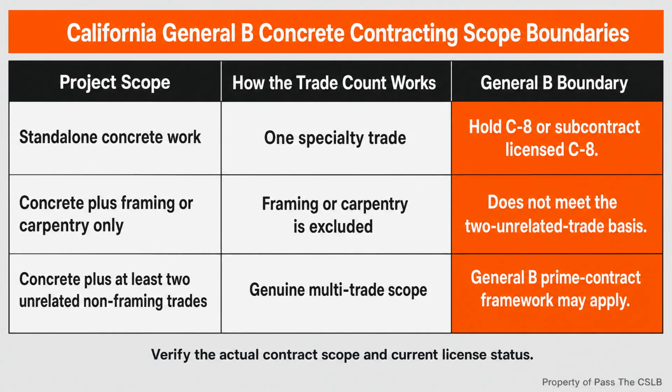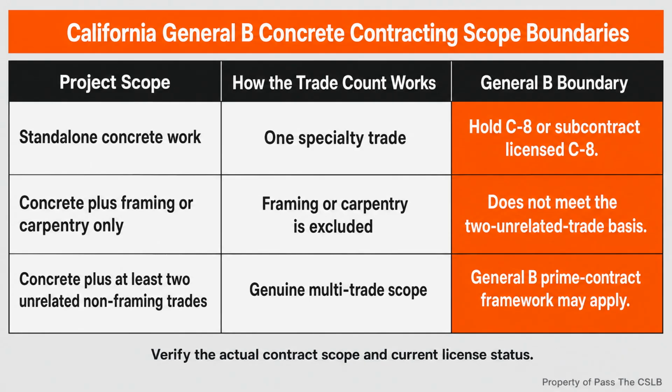A conductor can control the timing of an entire orchestra, but that does not make the conductor the featured cellist for a cello-only performance. In the same way, the general B classification is built around coordinating a project that involves multiple unrelated trades. A standalone specialty scope is a different licensing question.